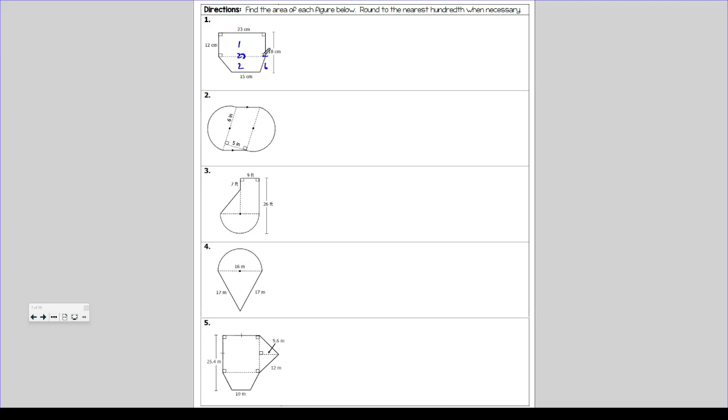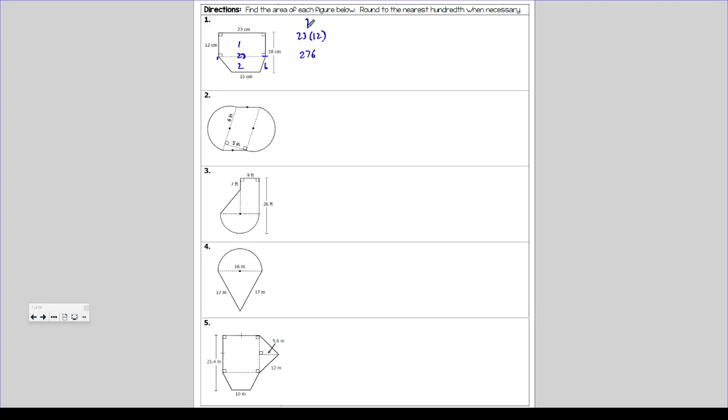is 23. So we're going to do this as addition because that's how it's shown, but we could also think of it as one giant rectangle and take away those two little triangles. But we're going to do this one by addition, and we'll save subtraction for the next page. So our rectangle is 23 by 12. 23 by 12 would be, let's see, 230 plus 46 is 276.